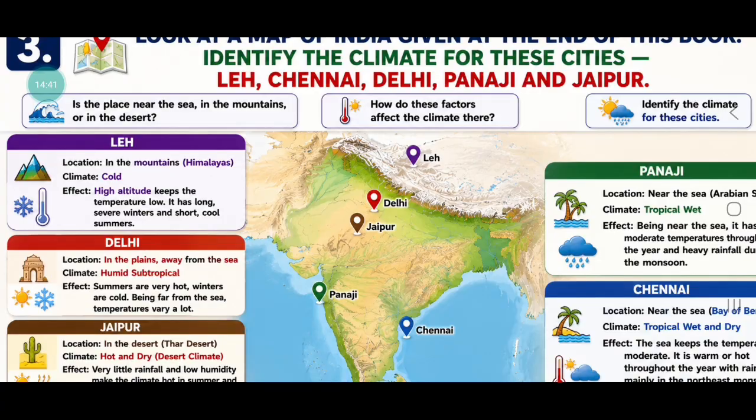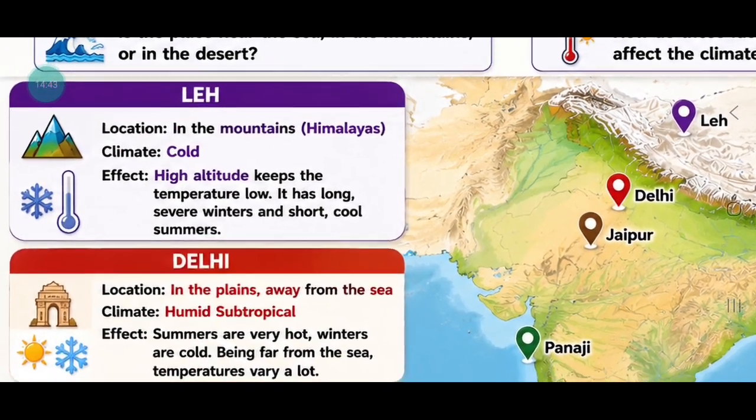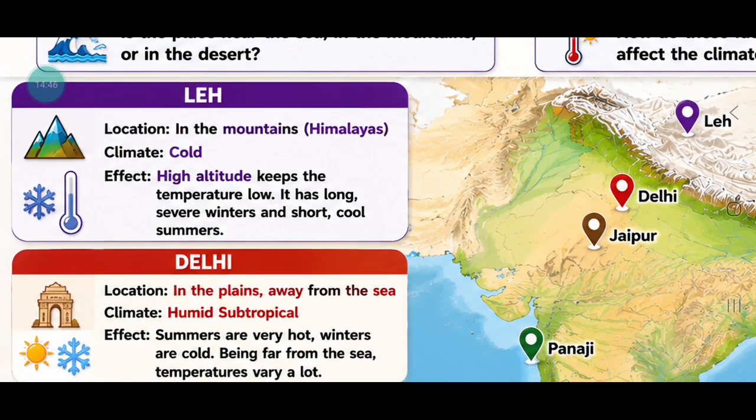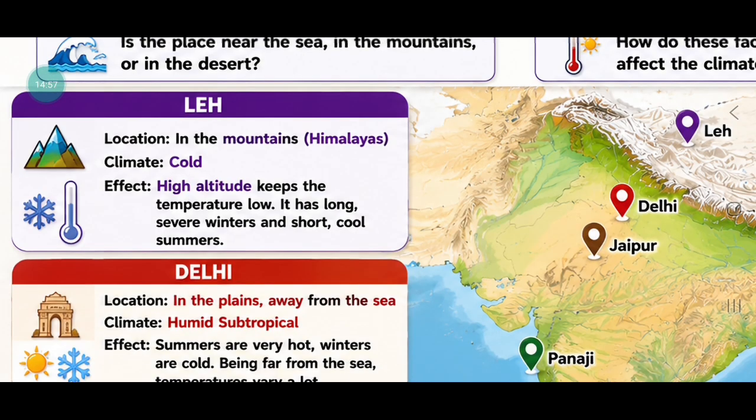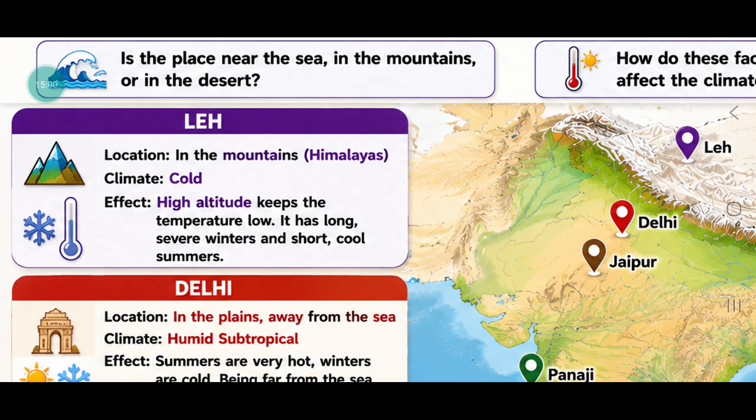First of all, let's take Leh. Location: in the mountains, in the Himalayan zone. Climate is cold. Effect: high altitude is there, which keeps the temperature low. It has long severe winters and short cool summers. So this is the climatic condition of Leh.